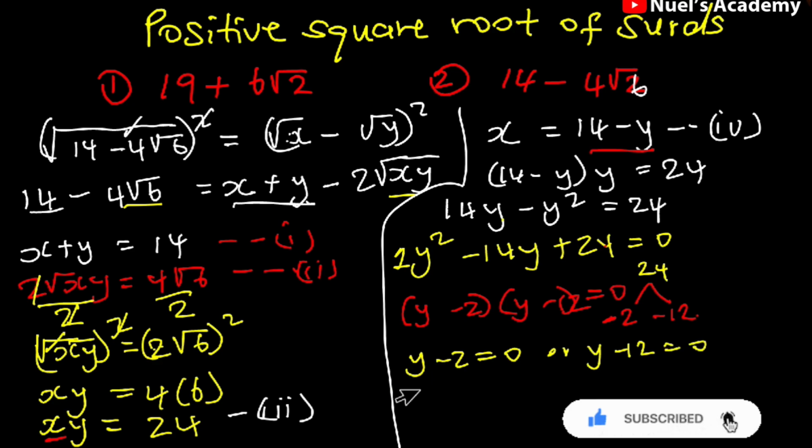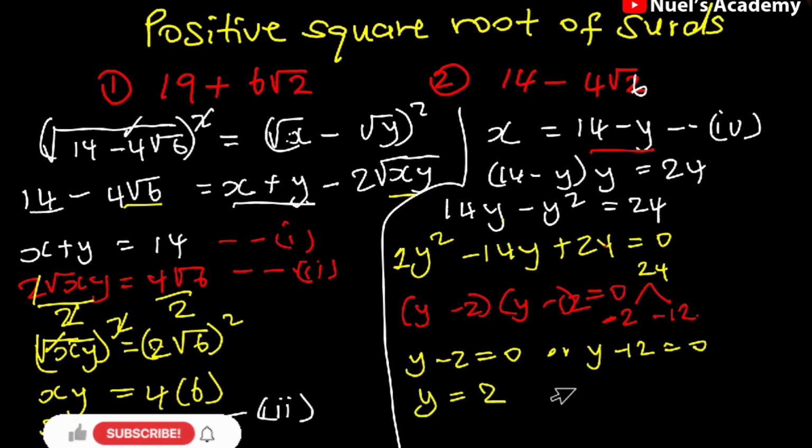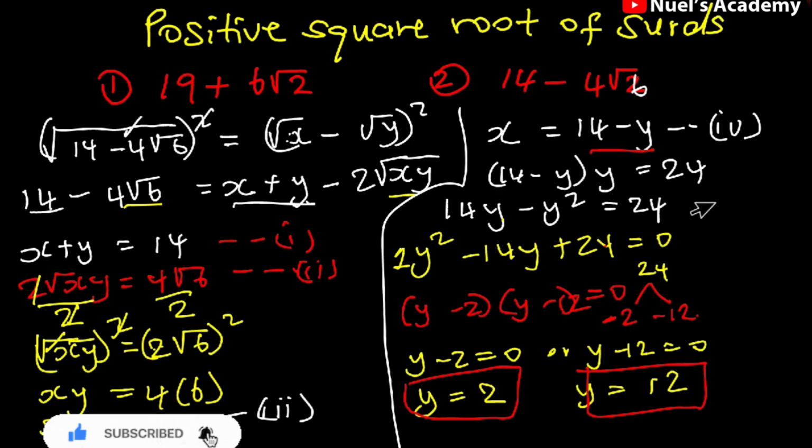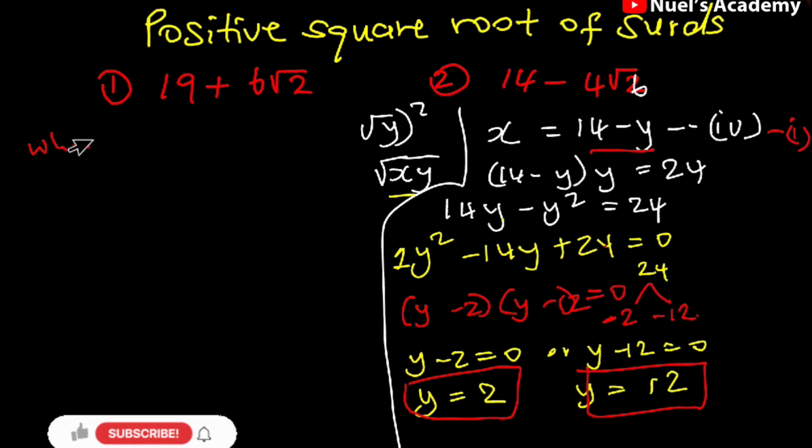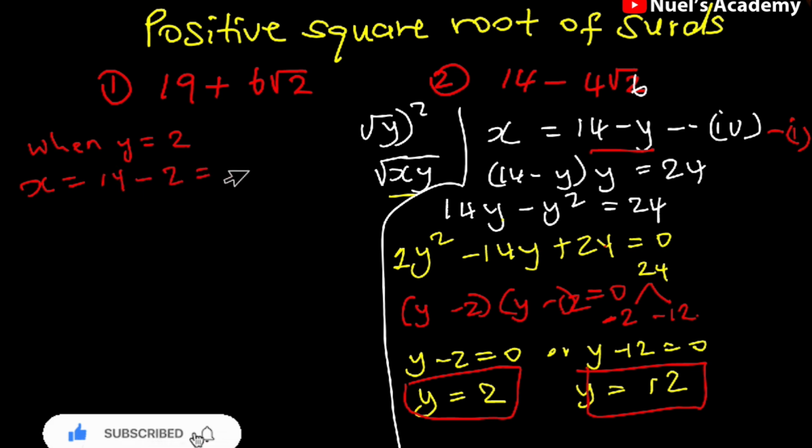Solving this one, we have y is equal to 2, and this one we have y is equal to 12. Having gotten the values of y, we are going to substitute y in equation IV to solve for the values of x. When y is equal to 2, then x is equal to 14 minus 2, which is 12. Again, when y is equal to 12, then x is equal to 14 minus 12, which is 2.